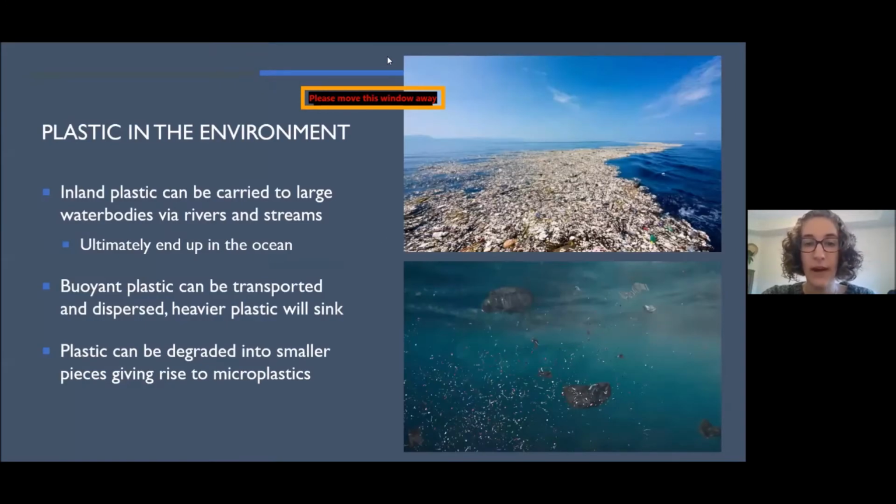In the natural environment, inland plastic that has either been accidentally lost, carelessly handled, or intentionally dumped can be carried to larger water bodies via rivers and streams and will ultimately end up in the ocean. Buoyant plastic can be transported and dispersed, captured by shorelines, or lose its buoyancy and sink deeper into the water column or settle into the sediment. Plastic can also be degraded into smaller pieces, giving rise to microplastics.